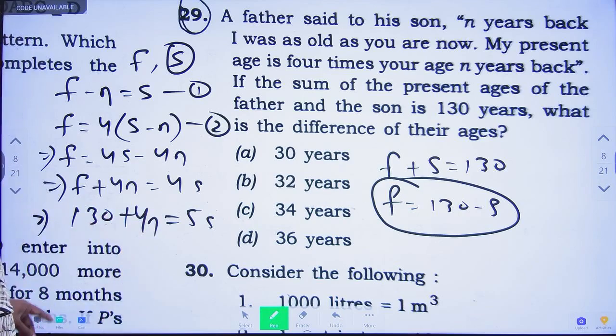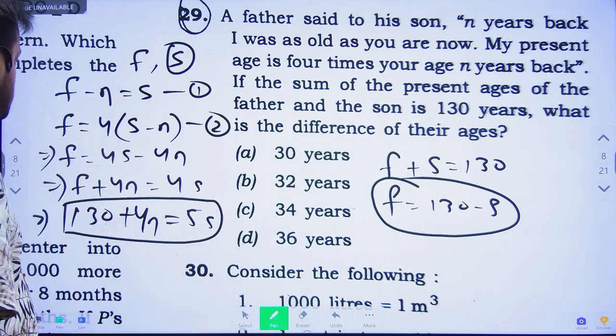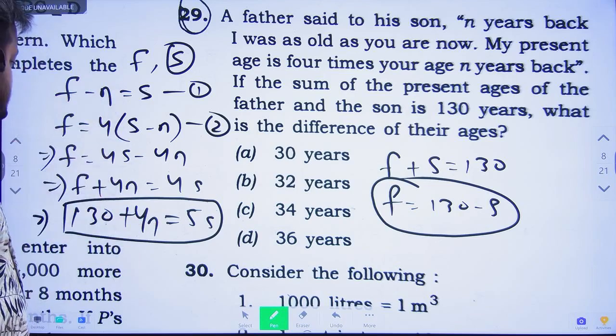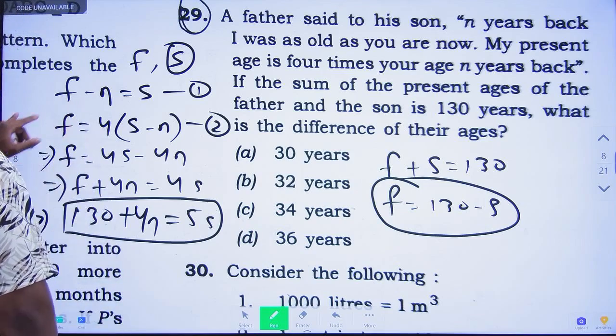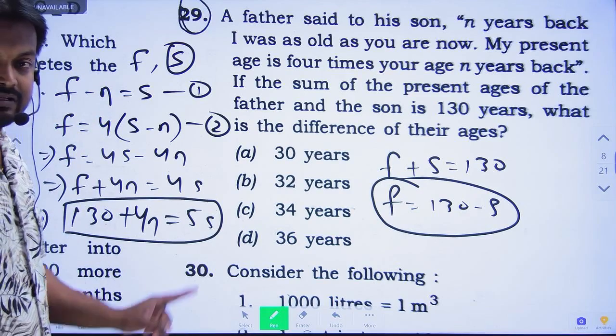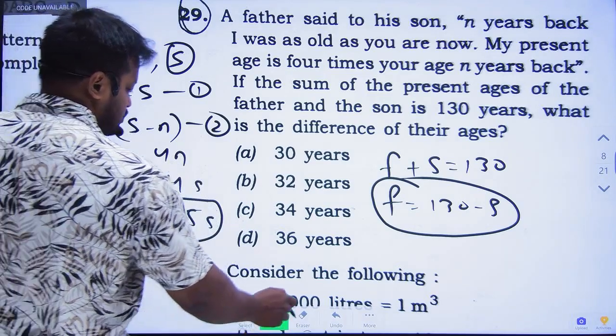130 plus 4N. Okay, so this is the final equation we got after simplifying equation 2. Now see this and this part, we can simplify. Here I can put F equal to, let's just convert this into S. So I can put F equal to 130 minus S, in equation 1. So N equal to 130 minus 2S. So let's do that thing here.